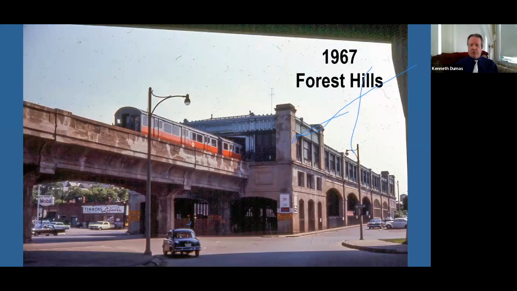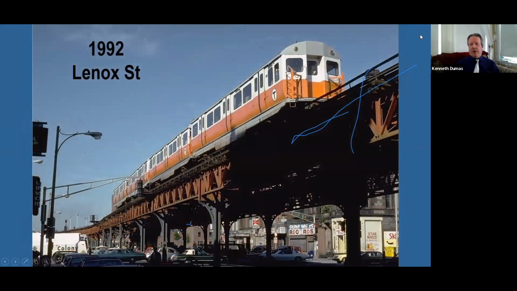Now, the next issue is a political one, and it was a doozy, and it has to do with the old elevated orange line going down Washington Street.